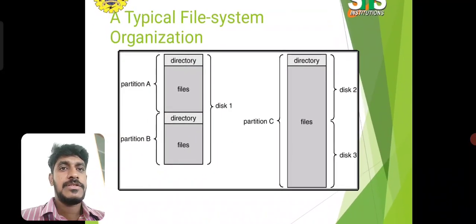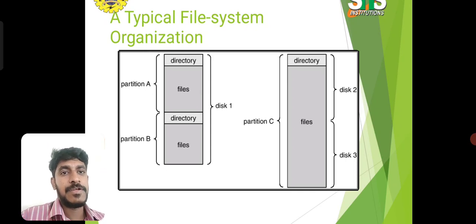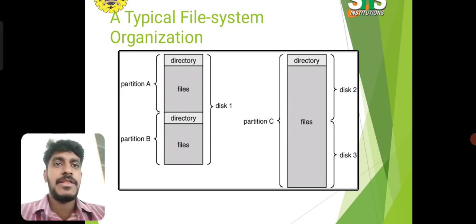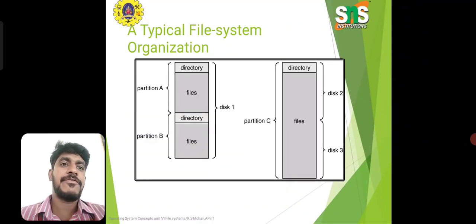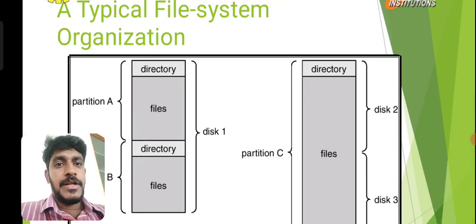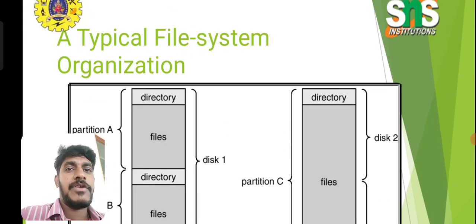So this is the typical file system organization. Partition A, partition B, and files directory on disk 1. Then partition C, we have the files on disk 2 and disk 3. So partitions A, B, C will have the directory followed by disk 1, disk 2, disk 3. In this kind of file system the partition will vary from disk to disk, so different partitions. In this picture we can see the files with the directory, partition A and partition B in disk 1. So this is a typical file system organization.